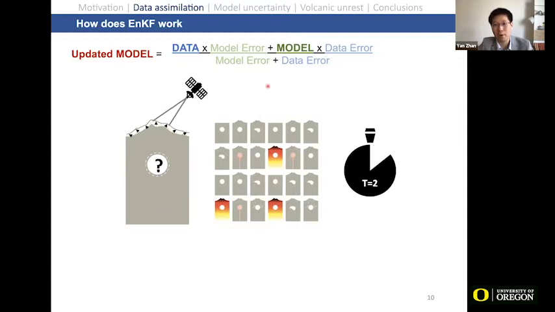So when we have more data at time equals 2, we can do this again, and again. Basically, if we have enough data, we can get a pretty good estimation of the pressure source from the surface deformation.